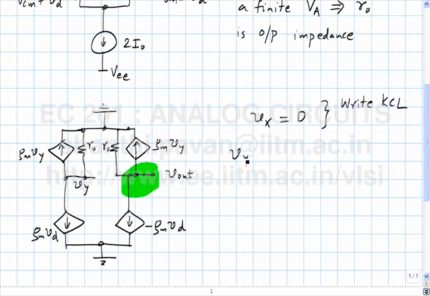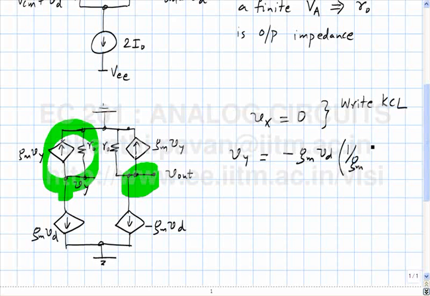Incremental Vy is found by writing KCL at this node, but intuitively it is seen that this chap here looks like a resistor of value 1 over Gm in parallel with R0. So that's very good. So Vy must be straight away minus Gm Vd times 1 over Gm parallel R0. Is that clear?